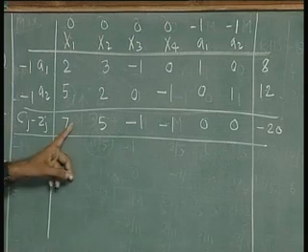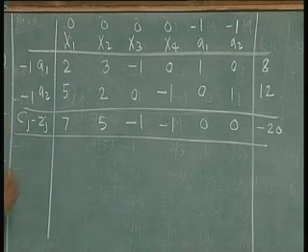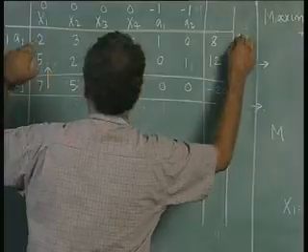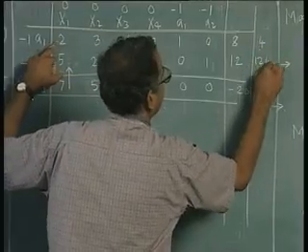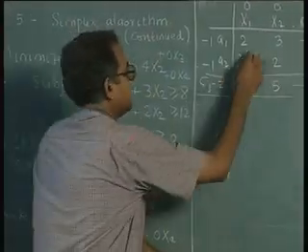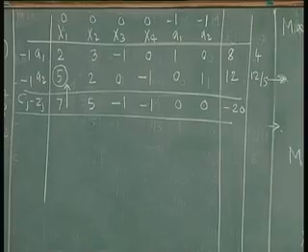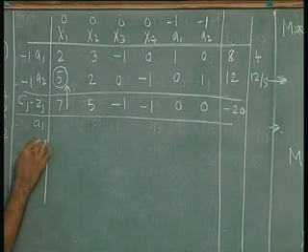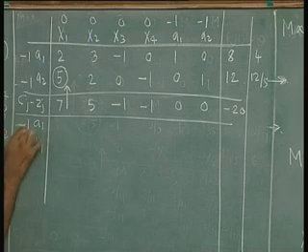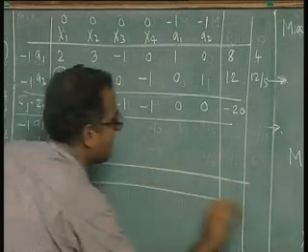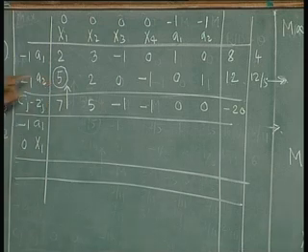Now variable x1 has the largest Cj minus Zj, so variable x1 enters. To find out the leaving variable, we again compute theta. 8 by 2 is 4, 12 by 5, so 12 by 5 leaves the basis. This is the pivot element. Now we have a1 and x1, -1, 0, this is the pivot element.